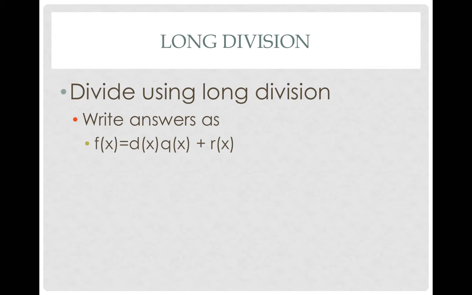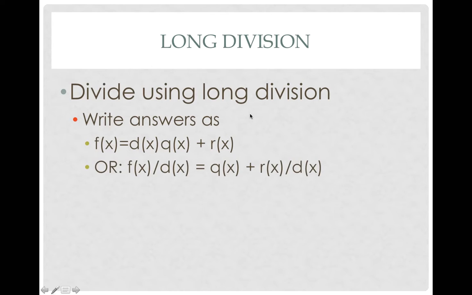First of all, before I get to the numbers here, we're going to write our function as the product of two functions plus the remainder, or as the division, f of x divided by d of x, is equal to whatever the answer is plus our remainder over the original denominator. Now you'll see what I mean as we continue forward. Just have this handy as we continue.